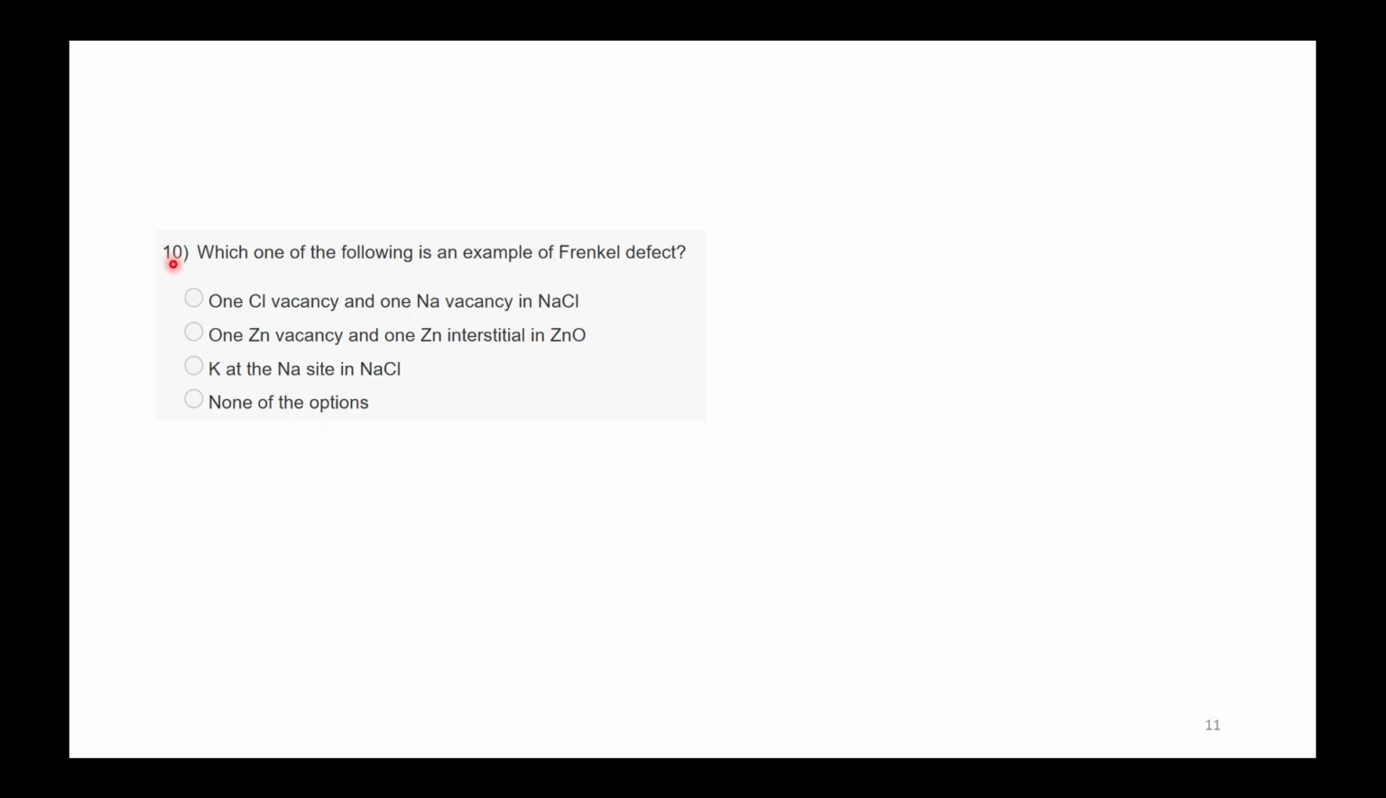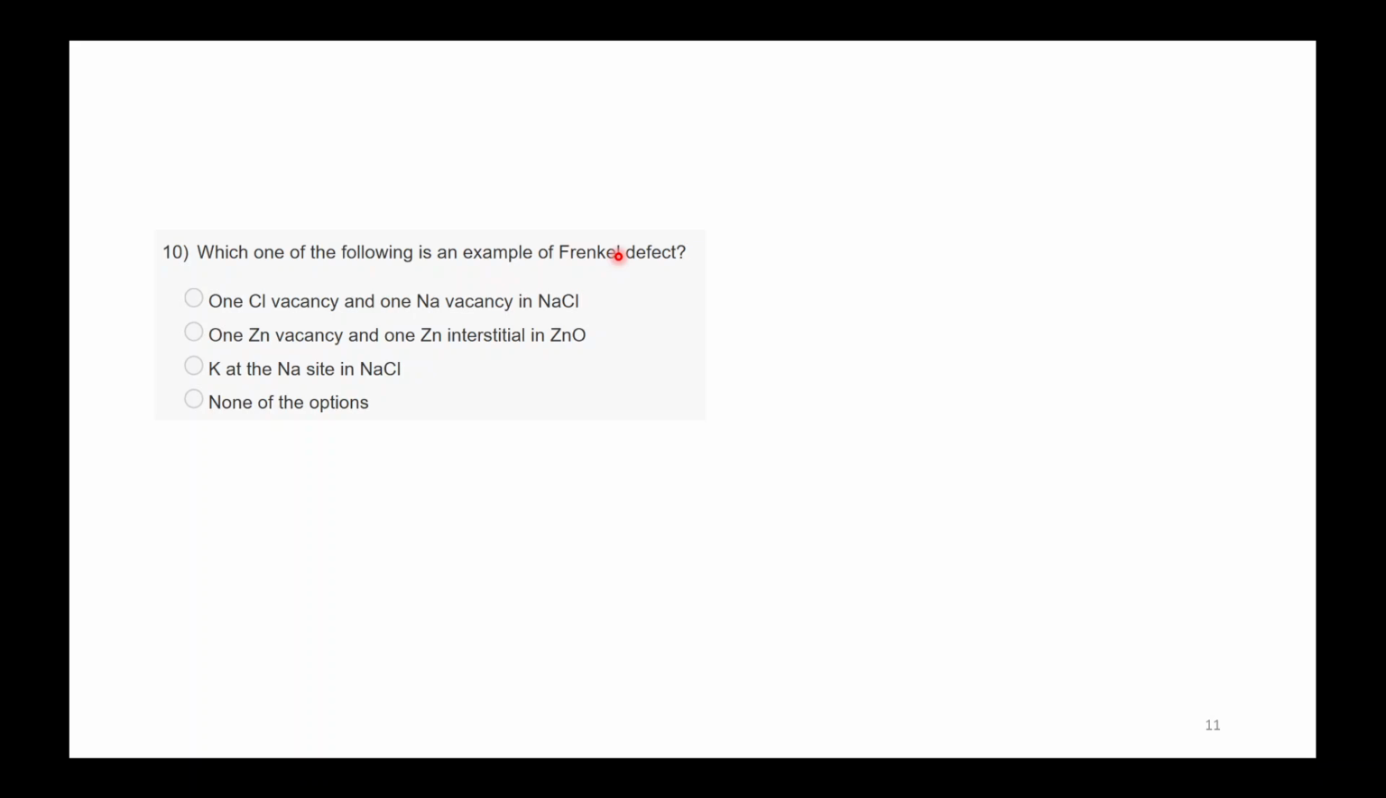Now, 10th question is, which one of the following is an example of Frenkel defect? One chlorine vacancy and one sodium vacancy in NaCl. Another option is one zinc vacancy and one zinc interstitial in zinc oxide. Other option is K at the Na site in NaCl, potassium at sodium site, and none of the options.